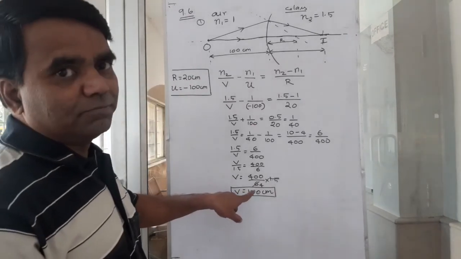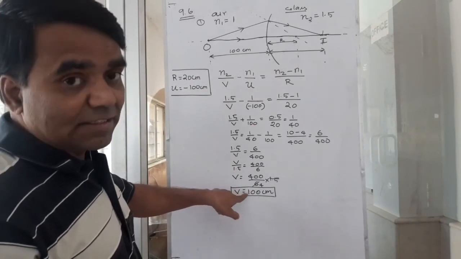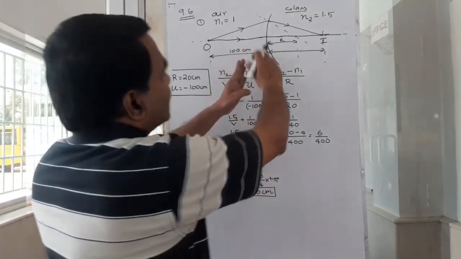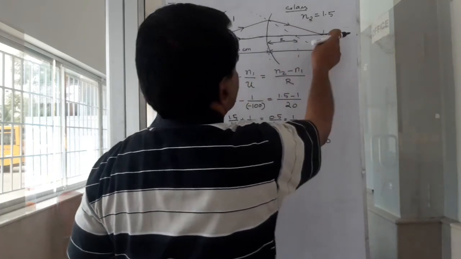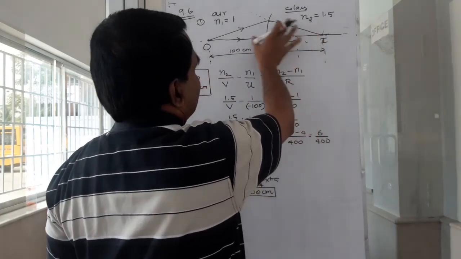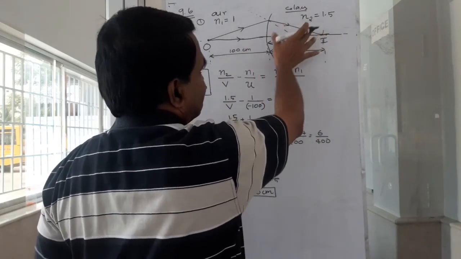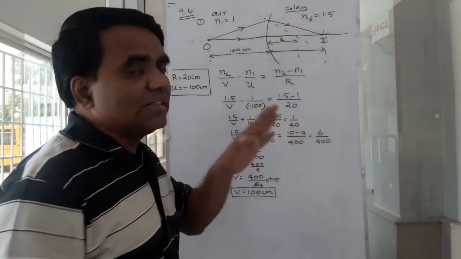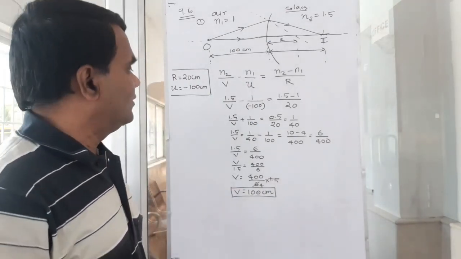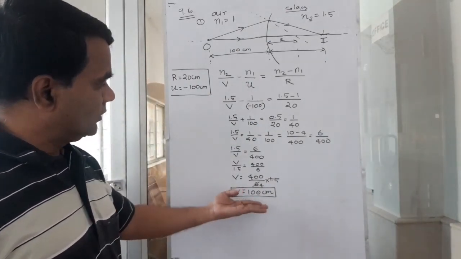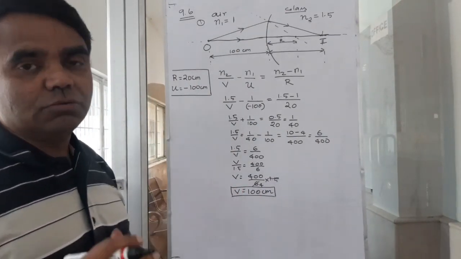You got positive. You don't get a negative number, which means the image is in this direction. So on the other side of the surface, it's in the glass. And the image is formed in the glass medium. Okay, so this is how you do this problem.